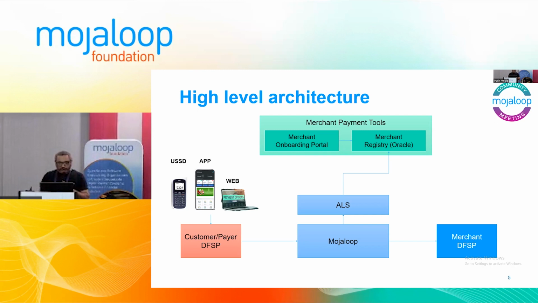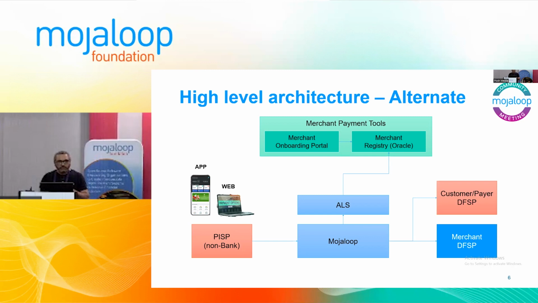So this is one of the models in which the high level setup will look like, where a customer uses the DFSP provided channels to initiate payments, typical push payments. And the other model would be the PISP model, where a non-bank entity, especially we are talking about payment service providers. So one of the team members is also working on this part, that we have a PISP enabled app which can talk, and we can demonstrate using this model as well.